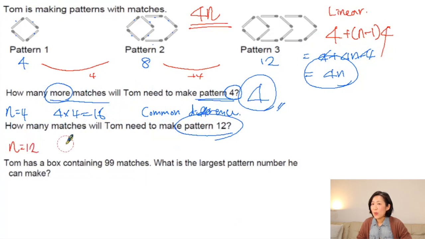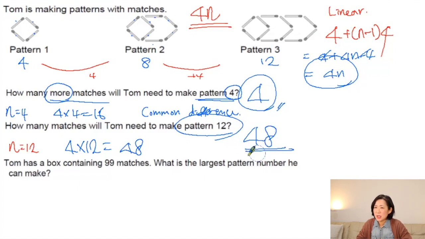This means when n is 12, what is your number, right? So we are finding the 12th term. Just use the formula: 4 times 12 is 48. So the total matches you need are 48. Now Tom has a box containing 99. Then what is the largest pattern you can make using 99 matchsticks?